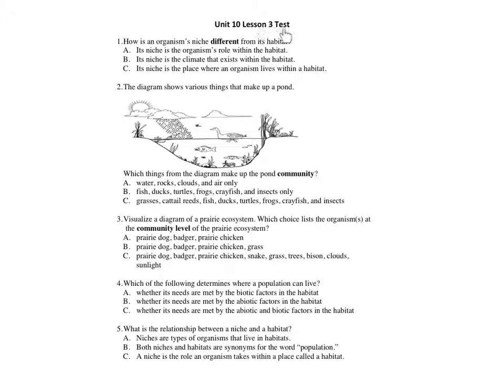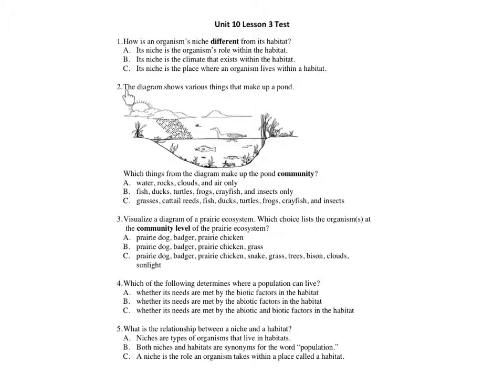Unit 10, Lesson 3 test. Number 1. How is an organism's niche different from its habitat? A. Its niche is the organism's role within the habitat. B. Its niche is the climate that exists within the habitat. C. Its niche is the place where an organism lives within a habitat.